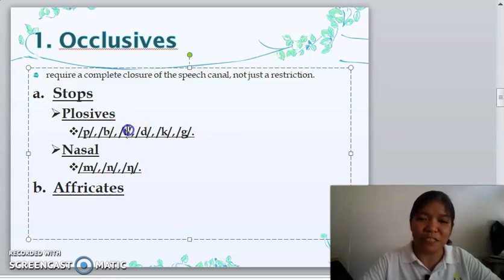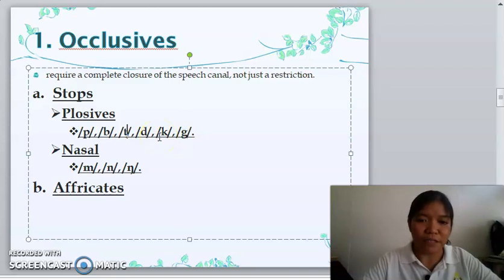So as with the sound of T, T, isn't it? There is an explosion. The sound of D, D. The sound of K, and the sound of G, G.